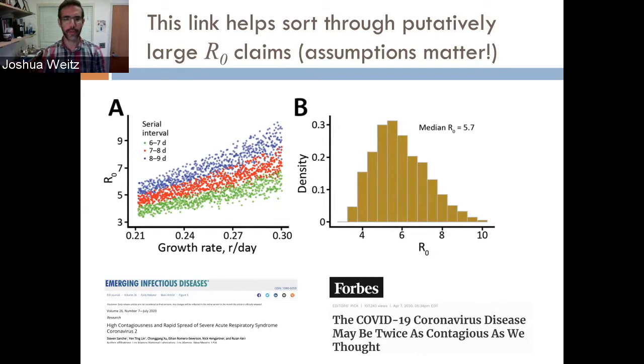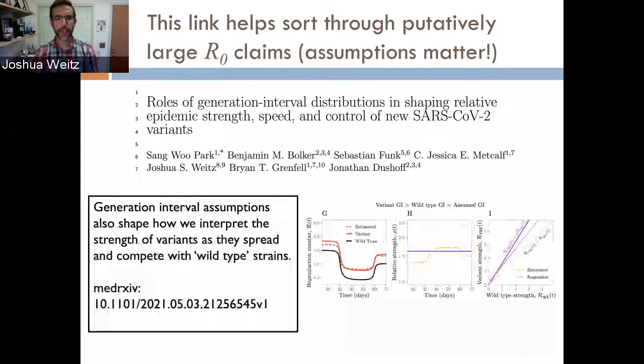This is also relevant in terms of figuring out the strength of new variants. And I won't go into all the details here. There's a medRxiv piece out online, if you want to learn more about that, but the same concepts apply not only when we're thinking about the spread of SARS-CoV-2 in an otherwise naive population, but even as new variants compete against wild-type strains, that if their generation intervals are different, it ends up biasing and affecting how we interpret the strength of these variants vis-a-vis the wild-type.